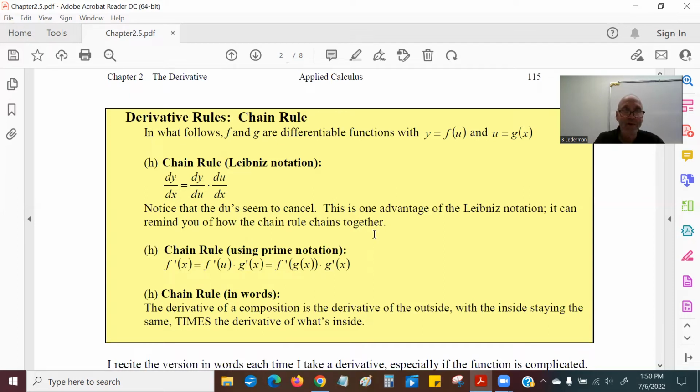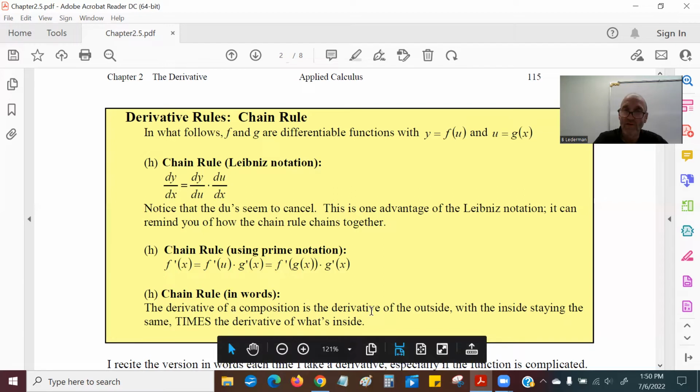I like that. Anyway, the other way of saying it is that f prime of x is f prime of u times g prime of x, or you could say f prime of g of x times g prime of x. Now that looks very complex when you look at it, but it's really not difficult at all when you actually do the problems. But a way to say it is that the derivative of a composition is the derivative of the outside with the inside staying the same, times the derivative of what's inside.